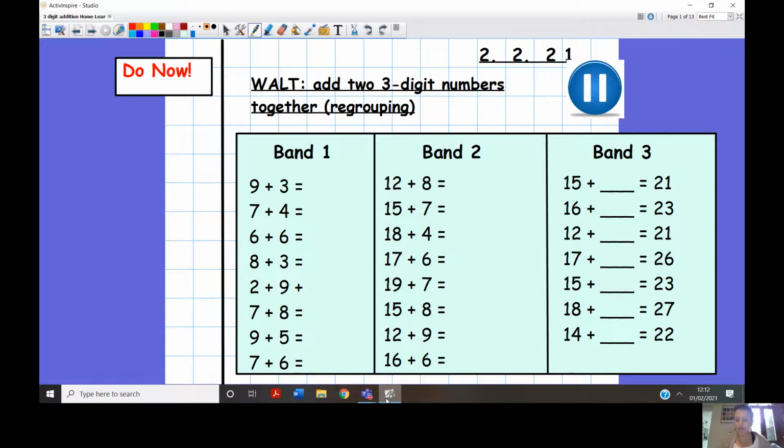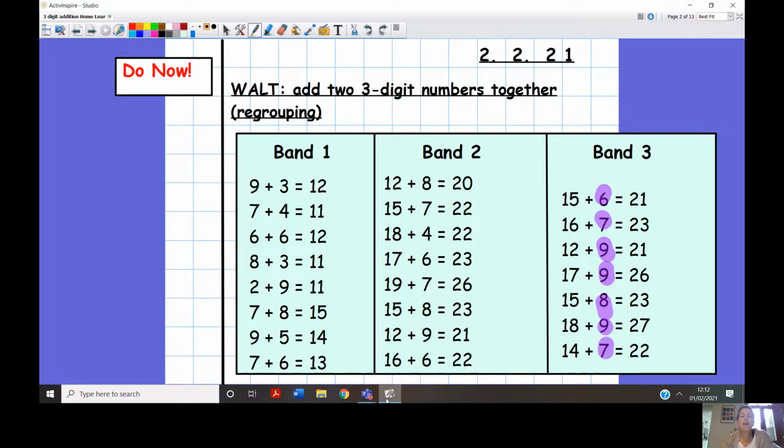Fantastic. Let's see how you did on those. Your answers are here. I would say band 1 answers are especially relevant for today with our regrouping. So check, see if there's any issues. Maybe you want to come back to this do now again and practice this. Maybe if you tried band 1, you want to come back and try band 2, or band 2, you can try band 3. Okay, let's get started with today's lesson.